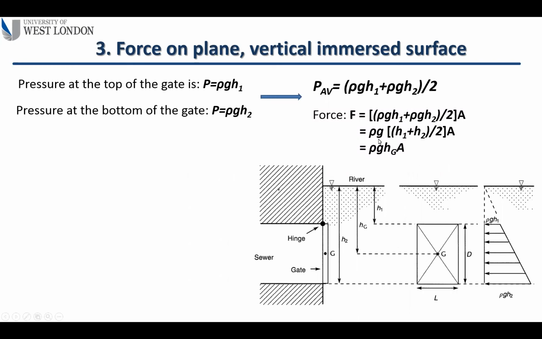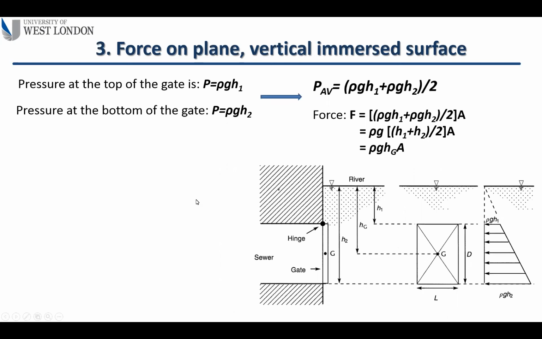If you factor out rho g, we just have the average of h1 plus h2 divided by 2, times A. And the average of h1 and h2 is the depth of the point at the center, which is hg. So we can write the force is equal to rho g hg times A. This is one way of calculating the force.